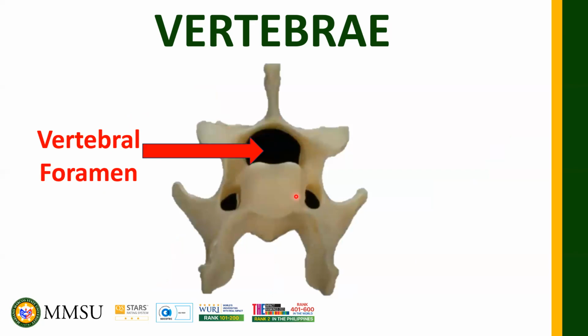Okay? Then another one, we have the vertebral foramen. So central opening ito or canal within the vertebra that usually houses and protects the spinal cord as it passes through the vertebral column. So yun lang yung ginagawa niya to in terms of the vertebral foramen. It provide a protective passageway for the spinal cord.